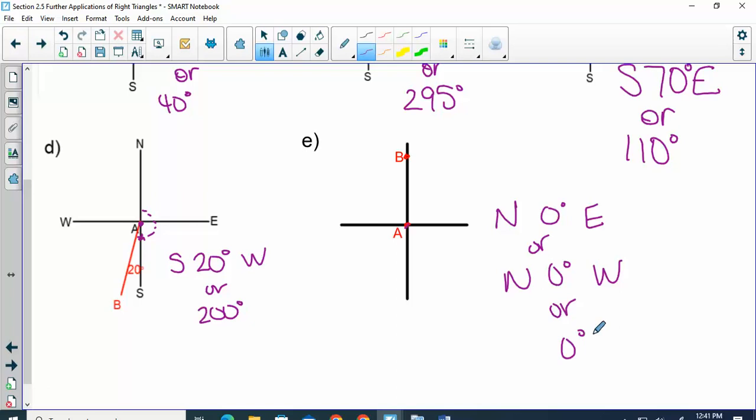Wait, for C, was it 180 minus 70? Is how we got the 110? Yes.